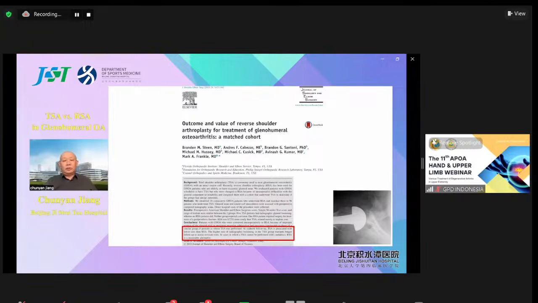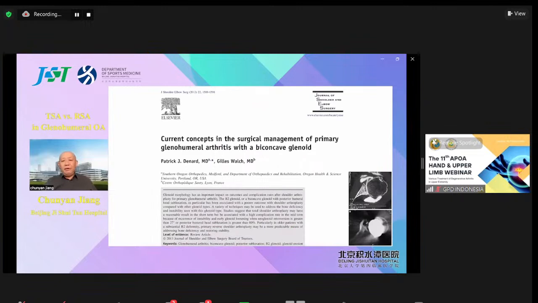And later on, this is a very famous article by Gio Walsh, and actually Gio was the very first surgeon who clearly showed that using a total shoulder arthroplasty for those B2 glenoids, especially with deformed glenoid retroversion greater than 27 degrees and a humeral head subluxation greater than 80% of the whole width of the glenoid, if you use total shoulder arthroplasty, it will give very disastrous or very bad outcomes.